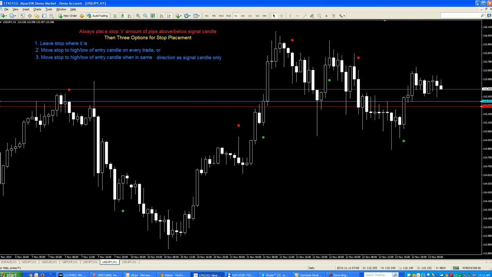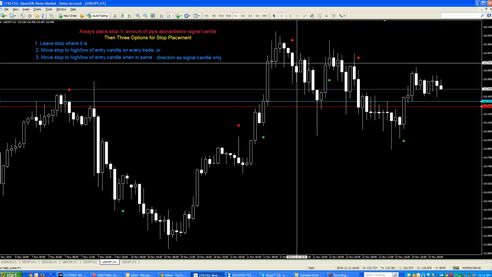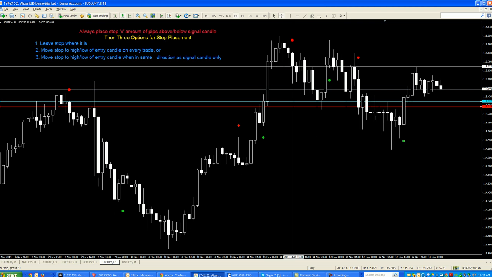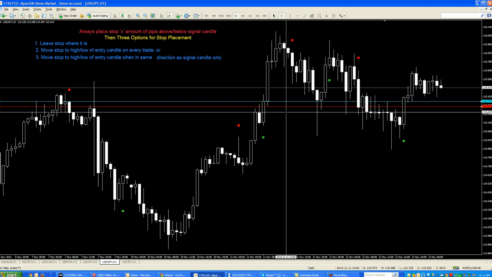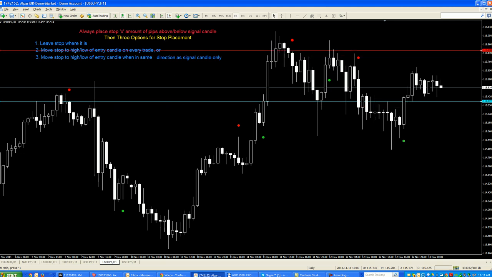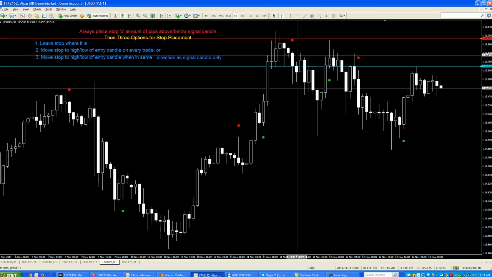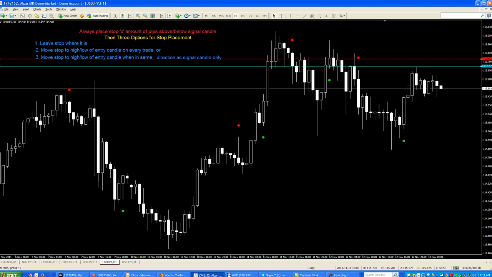Other options on exit would be, even though we've got a red dot here and it closes there, it's in profit. That could be one option, close the trade, as it says a reversal. Next trade, stop there, entry, bring that stop down.